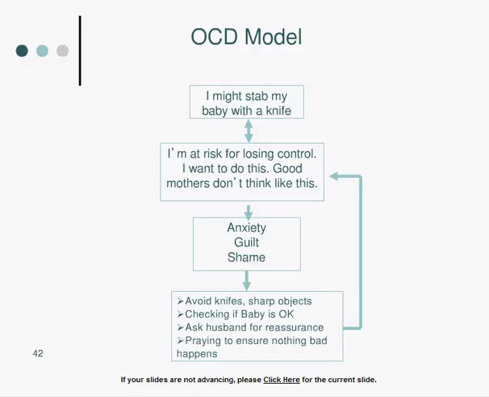So she would, for example, avoid all kinds of knives and sharp objects. She would keep checking over and over again if the baby was okay. She kept asking her husband for reassurance over and over again. She would ask him, am I a dangerous person? Is it safe for me to be with the baby? Things like that. She would pray excessively to ensure that nothing bad would happen.